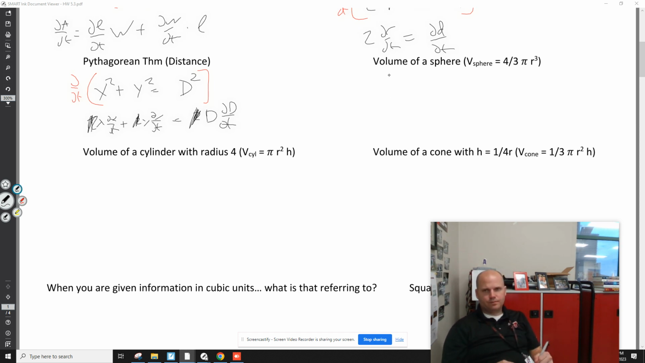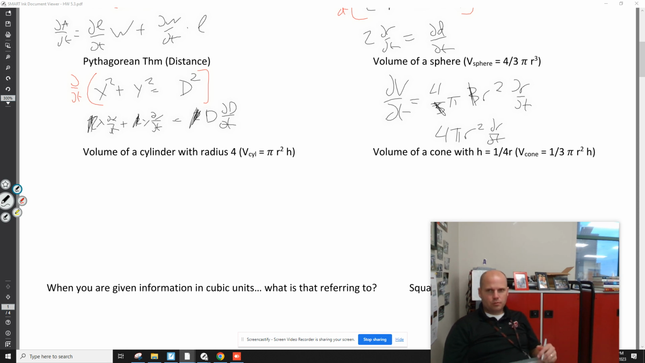Spheres we'll see. The r cubed, the 3 is going to come down. You have 4/3 pi times 3r squared dr/dt. The 3 and the third will cancel, giving us 4 pi r squared dr/dt. Okay, that's dV/dt.